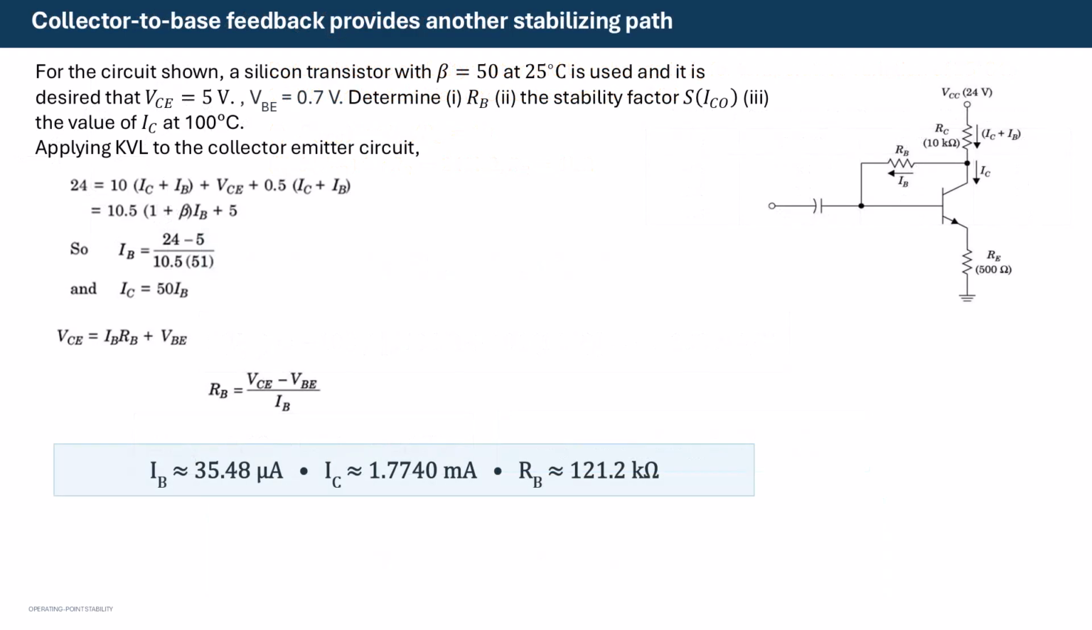This improved feedback bias circuit connects the base resistor between collector and base. If collector current increases, the collector voltage falls, reducing the voltage that drives base current. The circuit therefore develops negative feedback through both collector and emitter paths. For the stated values, the room temperature design gives a base current of about 35.5 microamperes, collector current about 1.7740 milliamperes, and base resistance about 121 kilo ohms.